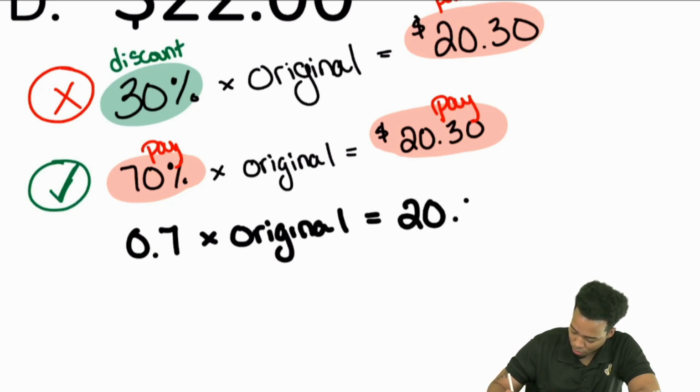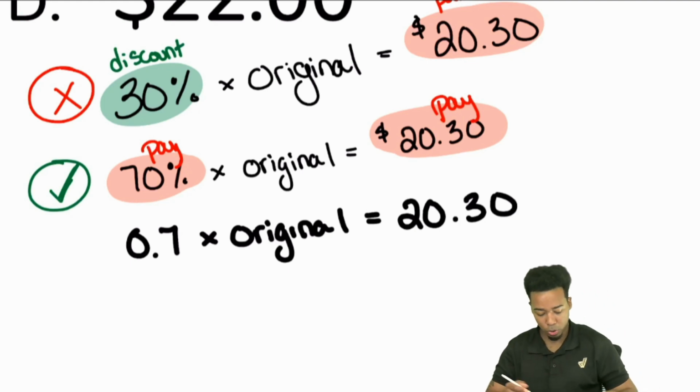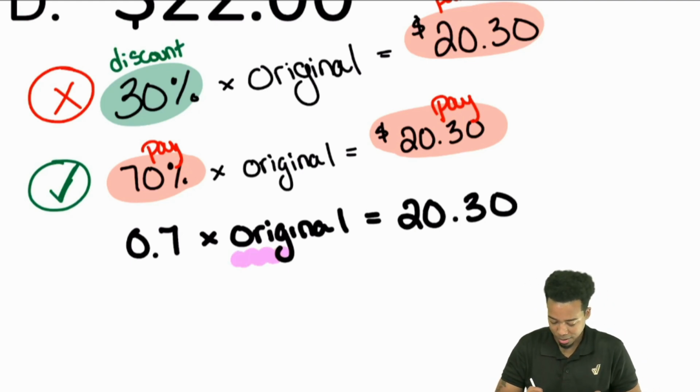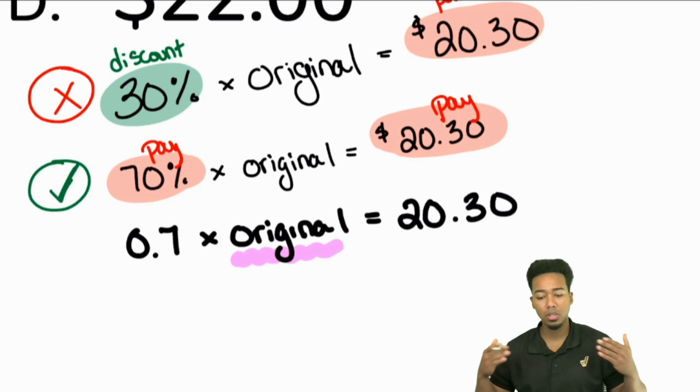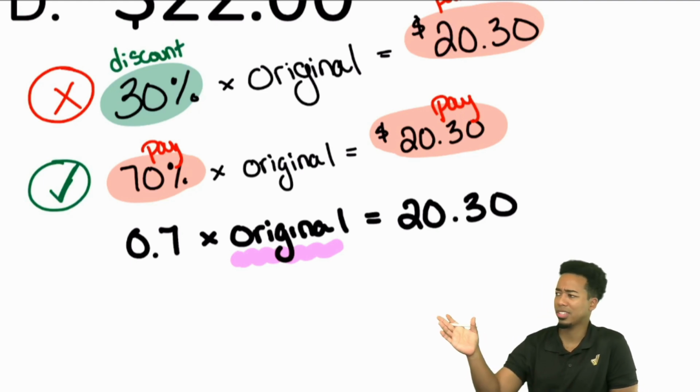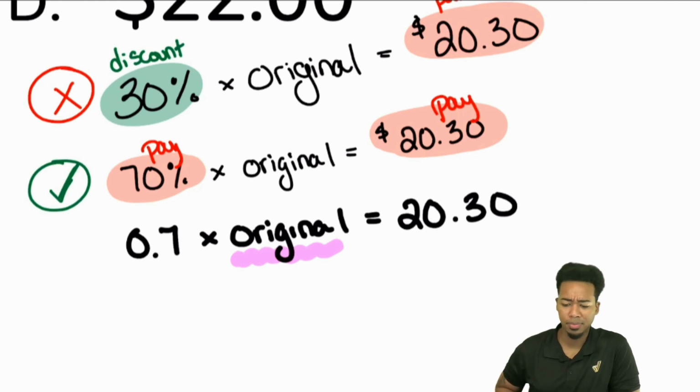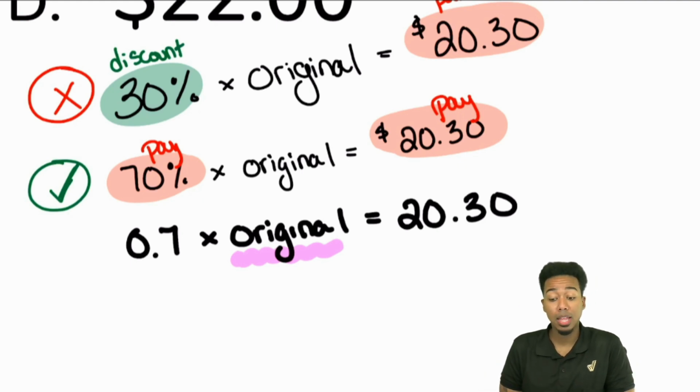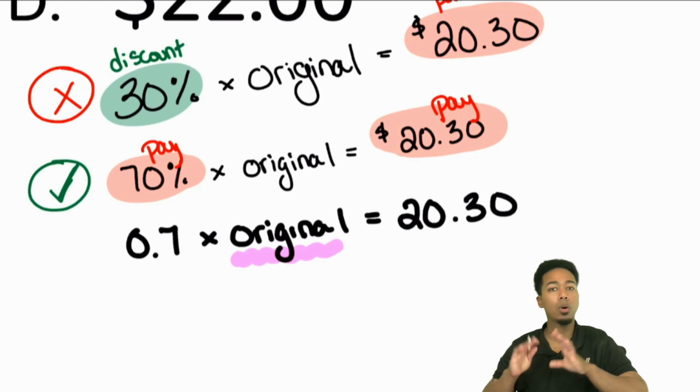equals the 20.30. So everybody, we're trying to get the original amount by itself. What do we need to do to both sides? Yeah, 0.7 is good. You can put 0.70 or 0.7. Either way is fine. Now we divide both sides by what? By what? 0.7. So that's all we need to figure out.